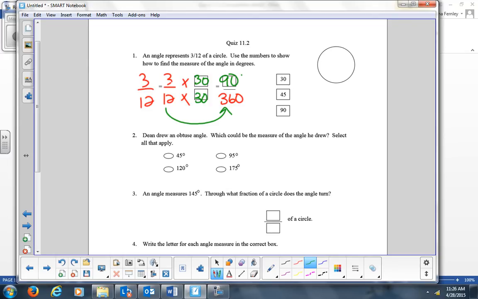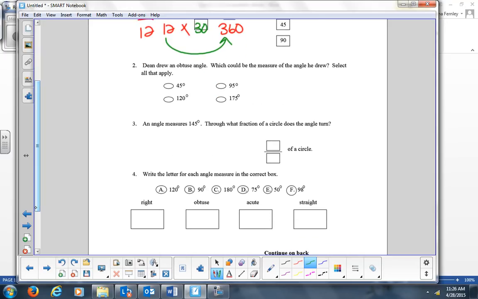All right, number 2. Dean drew an obtuse angle. Which could be the measure of the angle he drew? Who can tell me what an obtuse angle is? What does it measure? Gianluca. It measures greater than 90. Greater than 90. Good. So is 45 bigger than 90? No. 120? Yes. 95? Yes. 175? Yes. Good. Acute angle measures less than 90.